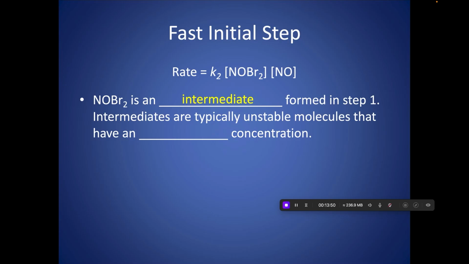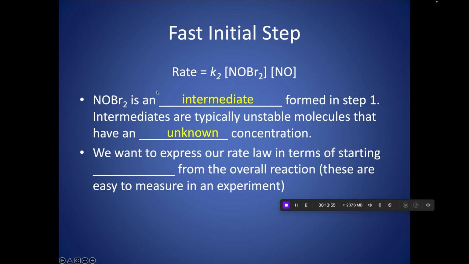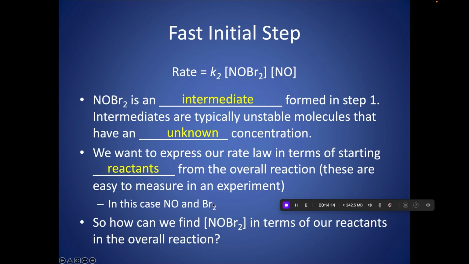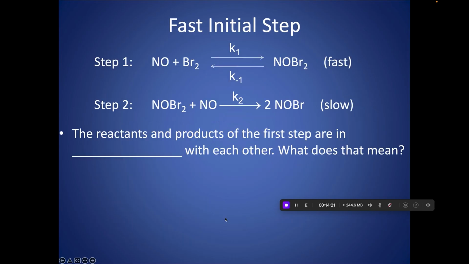It's a very temporary species. It has an uncertain or unknown concentration. And we want to make sure we express our rate law in terms of reactants, sometimes also in terms of catalysts, but not really in terms of intermediates. Are there a few exceptions where this might happen? There are maybe a few, but for the most part, we don't want an intermediate. We want our reactants, which in this case are NO and Br2. So how can we manipulate this so that we replace the intermediate with our reactants?